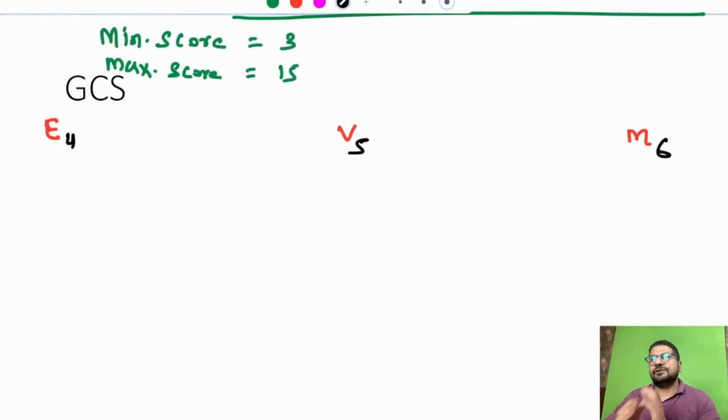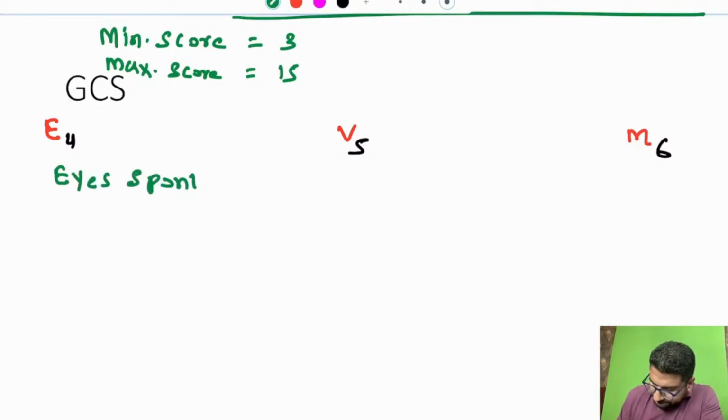Understand this thing. Suppose you have a patient who is brought in unconscious, like a patient with stroke or a patient with DKA. You have to calculate the GCS. How will you calculate it? Suppose you tell the patient open your eyes, and he opens his eyes spontaneously. Then we give a score of 4.